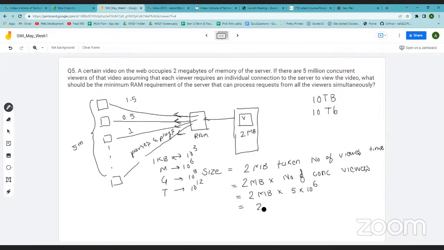So it will be 2 into 10 raised to power 6 into 5 into 10 raised to power 6 bytes. I'll keep the bytes as it is. What did it come out to be? It came out to be 10 into 10 raised to power 12 bytes. Now what is 10 raised to power 12? Tera. So it is 10 terabytes. It's not bits. So this one is the right one, and this is not the correct one.